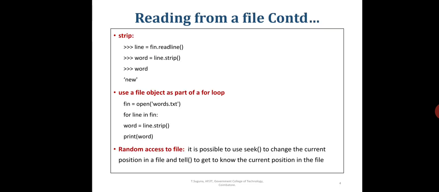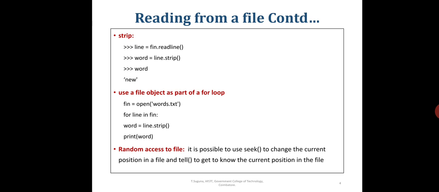Now the strip method is shown in the example. line = fn.readline() reads the line from the file words.txt. Then, using that line object, we call the strip function, which strips off the whitespace characters \n and \r. So the output is merely the third line, which is the word new.